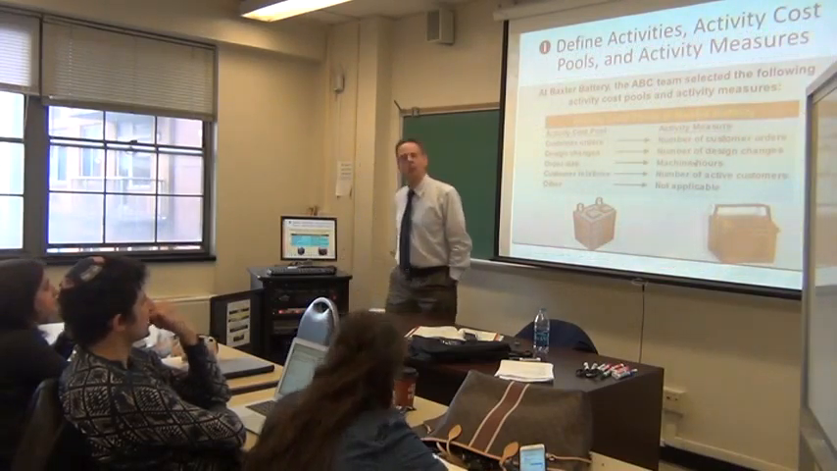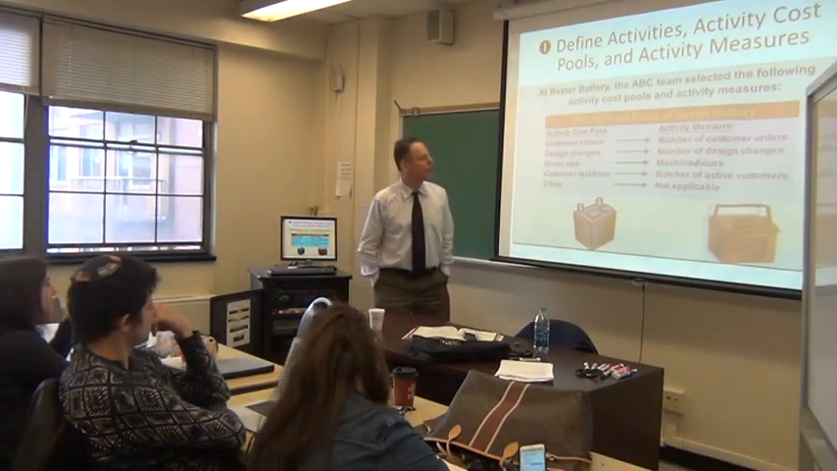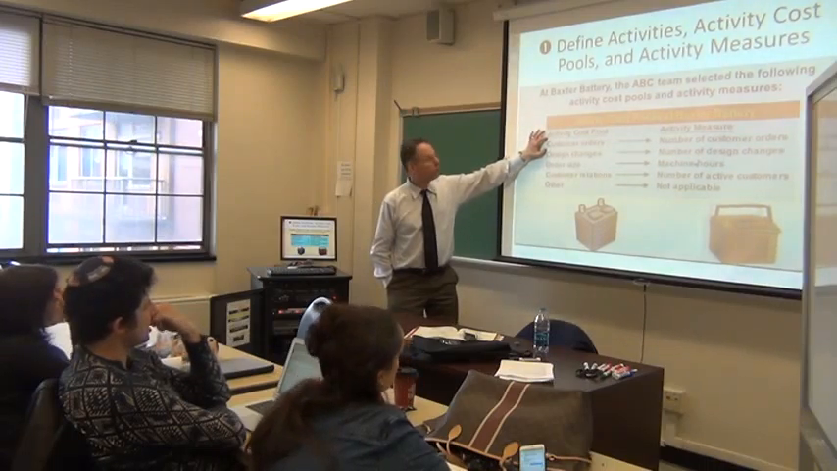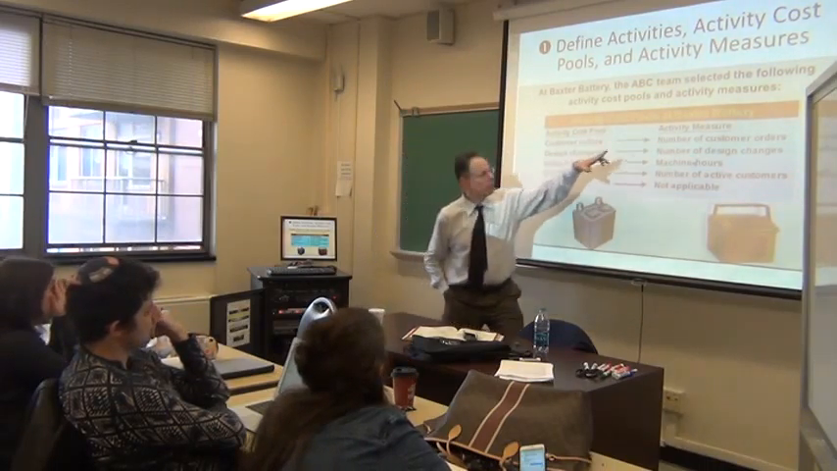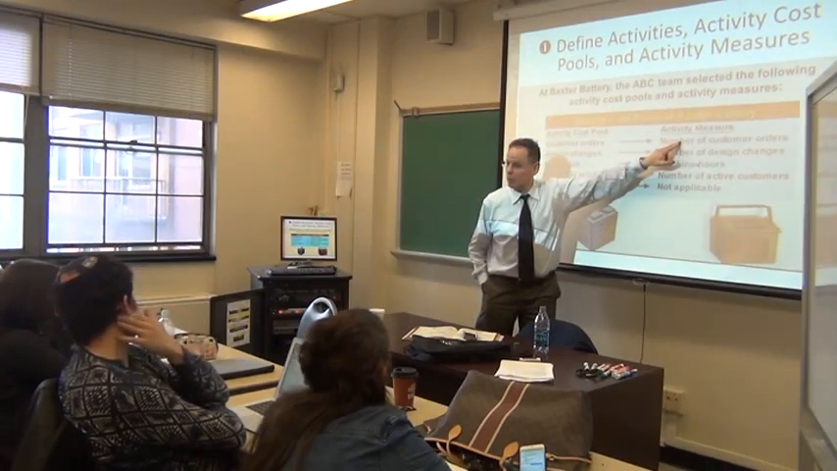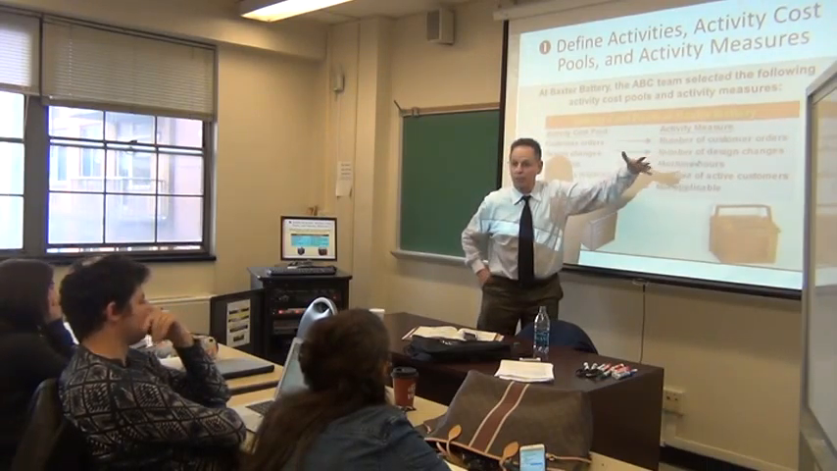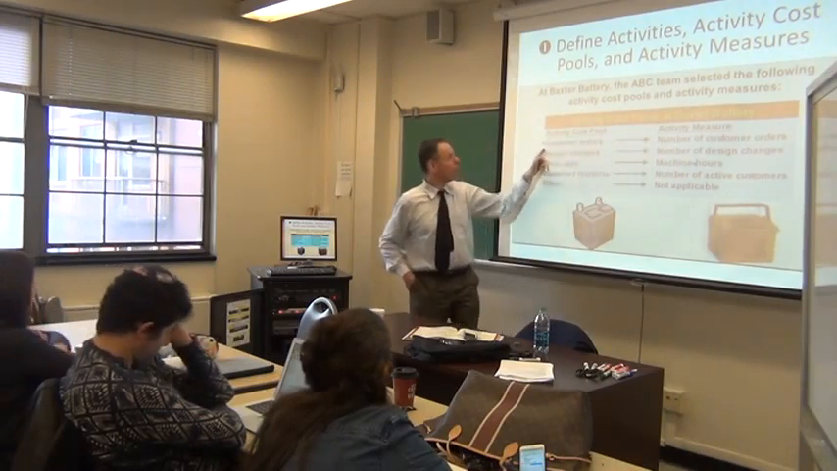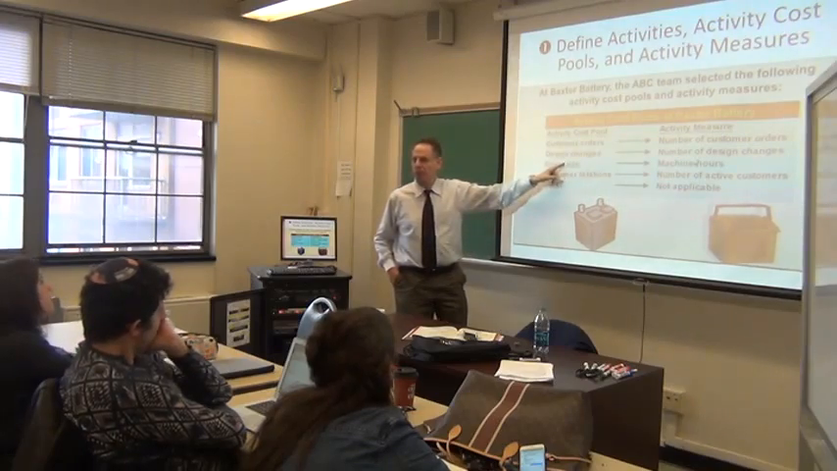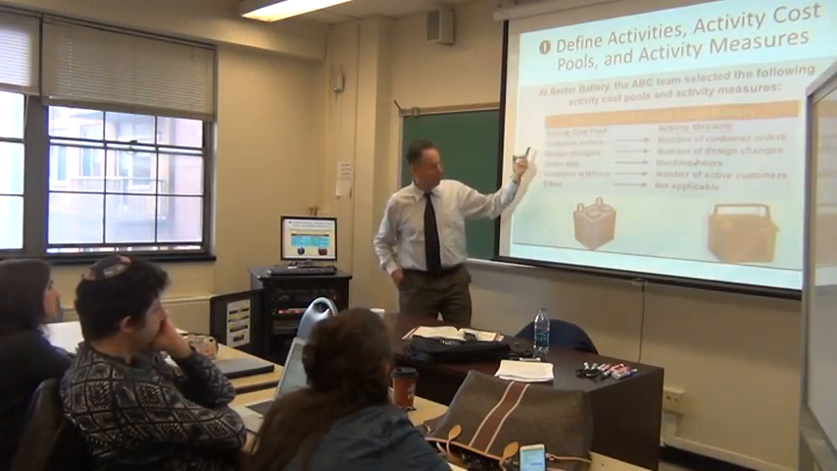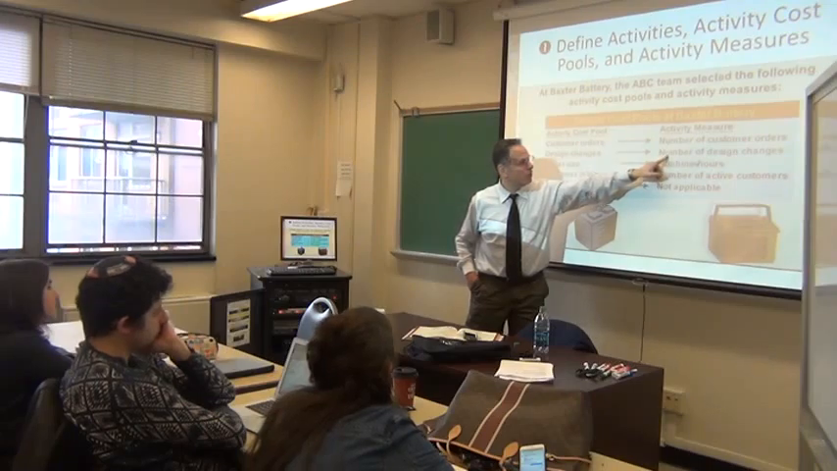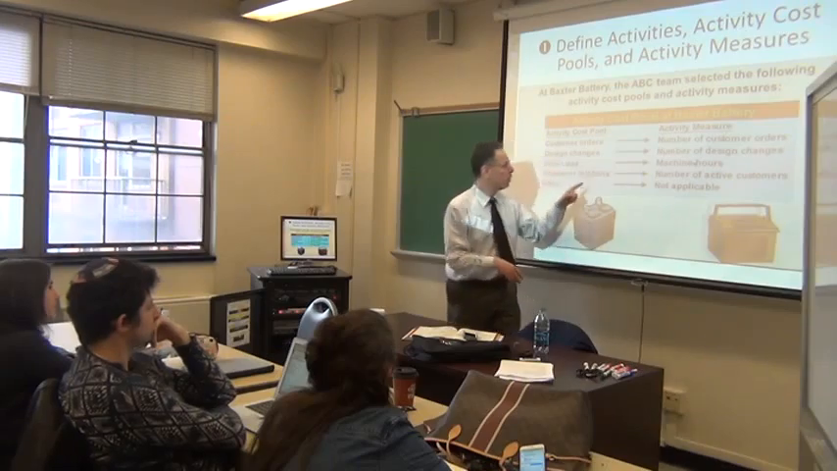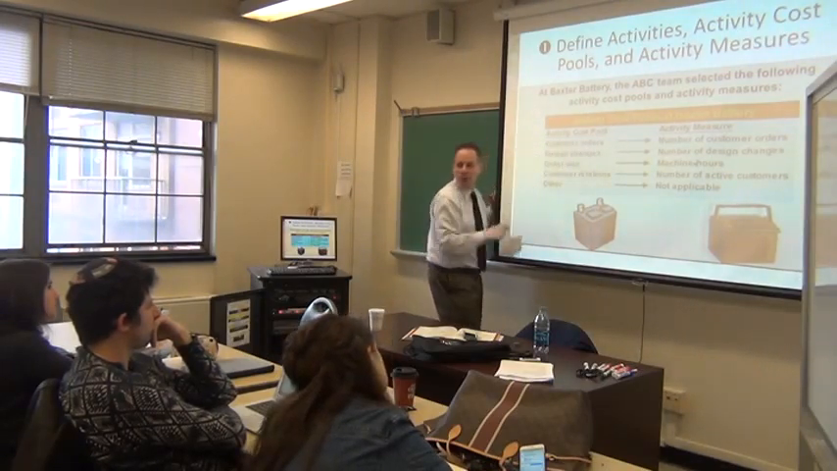So in this case, this company has broken things down into different pools. They have a cost pool called customer orders, and it's going to be allocated based on the number of customer orders in each product. Some products may have more customer orders, some products may have fewer customer orders. The ones who have more are going to pick up more of these costs. Design changes, we're going to focus on the number of design changes for each product. So the products that require more design changes are going to pick up more of the design changes costs.